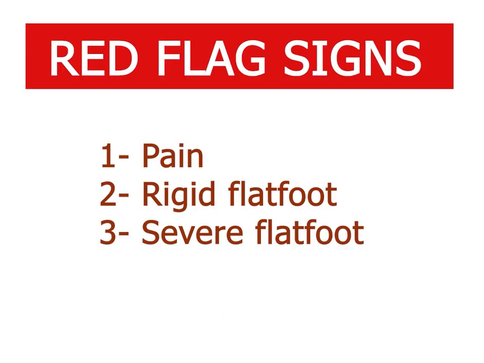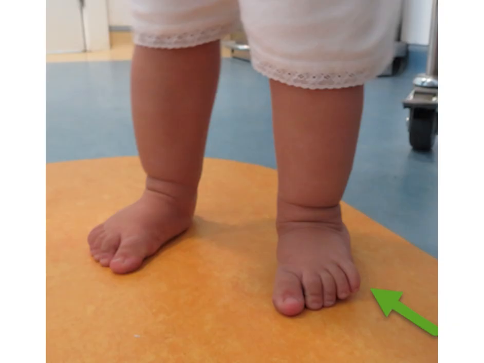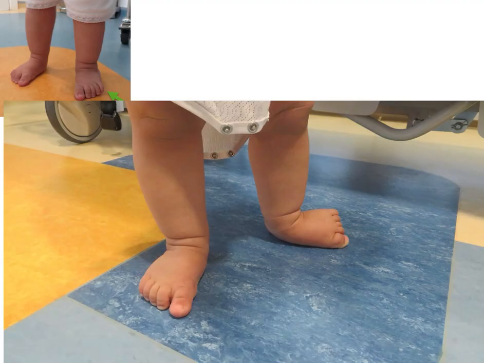And the last red flag sign is the severe flat foot. By severity, we mean that when the child stands, the lateral border of the foot remains touching the floor, as you can see in the green arrow here, pointing to the lateral border of the foot, which is touching the floor. If the flat foot is severe, usually the lateral border of the foot is lifted off the floor, as you can see in this chart, where the lateral border of the foot is completely off the floor, as indicated by the red arrow. And this is another red flag sign that needs certain attention.